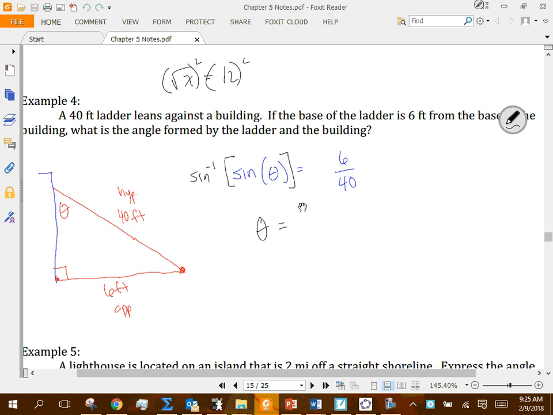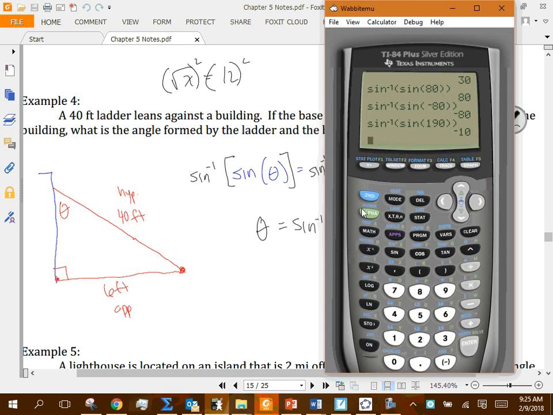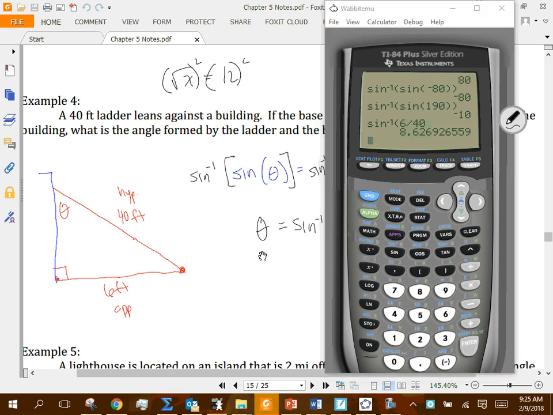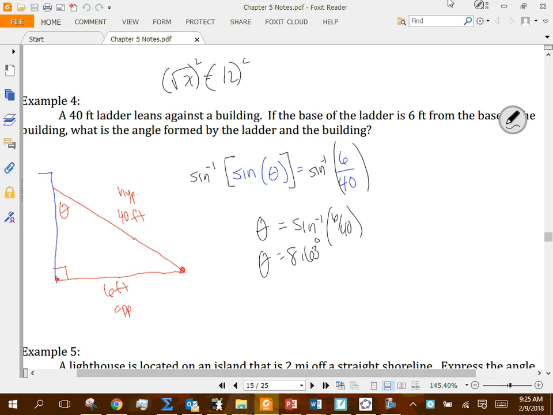Now, if I took sine inverse of the left-hand side, I have to do the same thing over on the right-hand side. And I now get sine inverse of 6/40. We're going to type that in our calculator. Sine inverse of 6 divided by 40, 8.62 degrees. 8.63 degrees. Round it right. Is that something we can do?